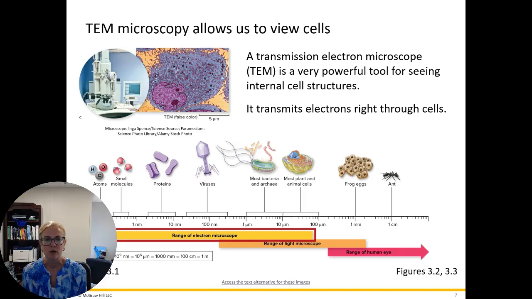Compared to a light microscope, a transmission electron microscope allows us to view very tiny things, so the very smallest things, looking down into the realm of atoms and molecules and proteins and viruses. Both of our types of electron microscopes can do that. Again, the transmission electron microscope actually sees through cells, and we're going to see that's different than our next microscope.